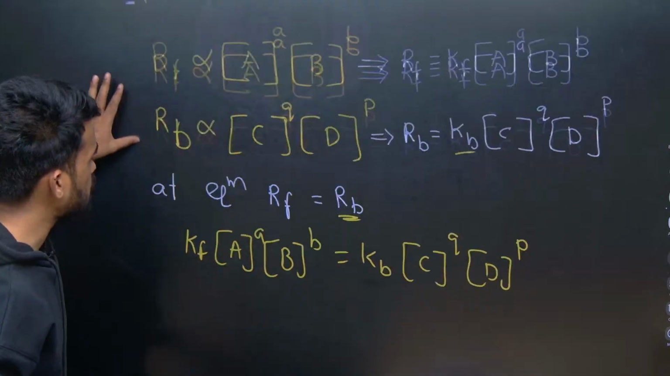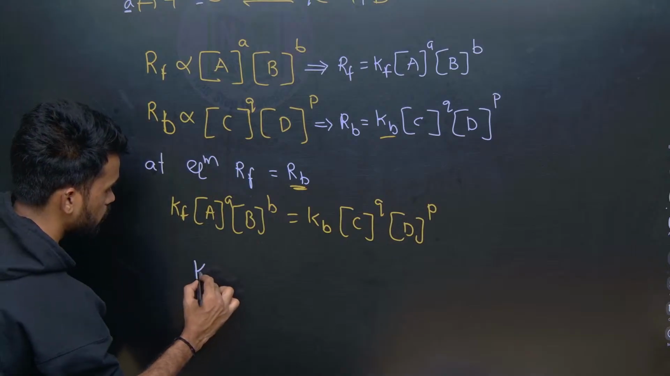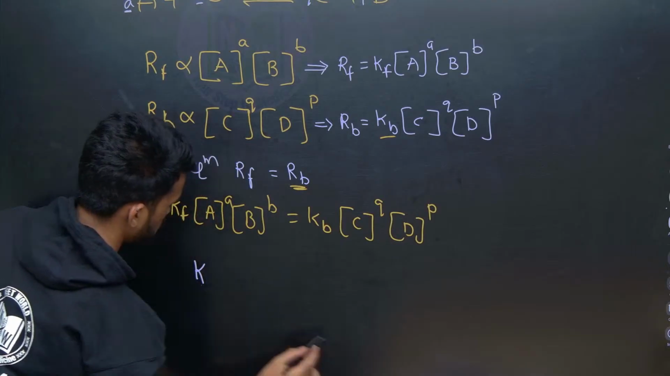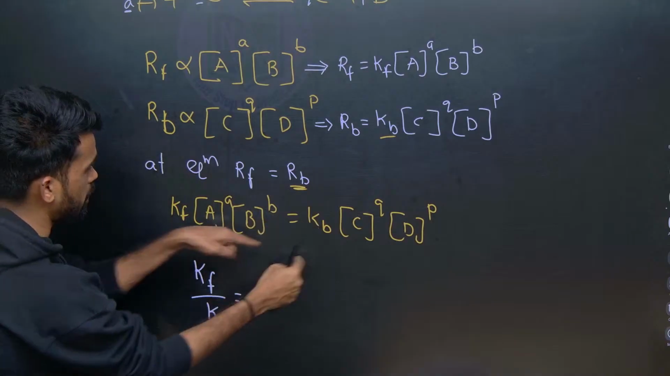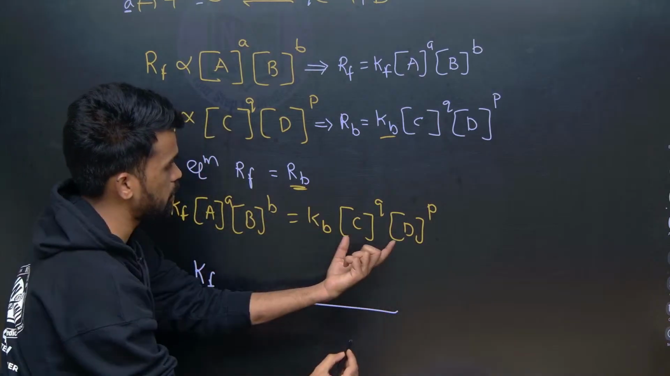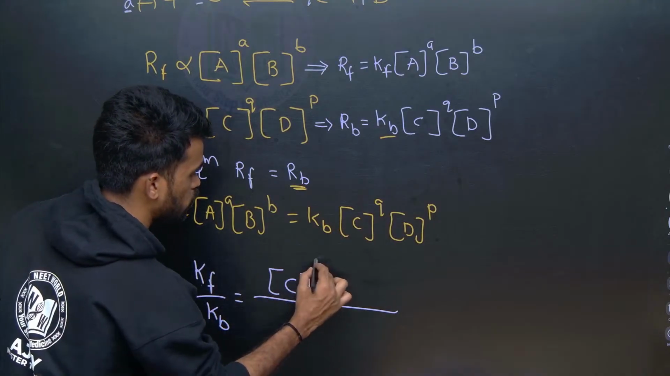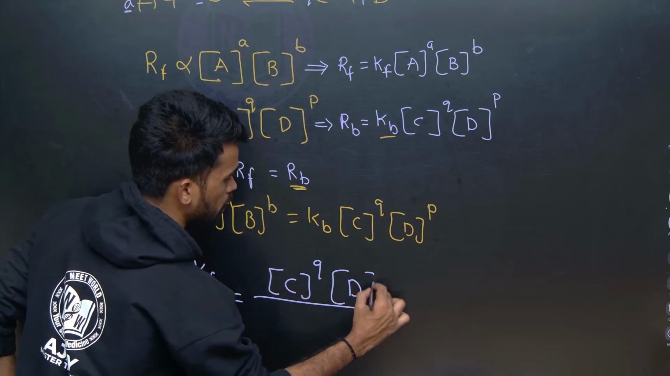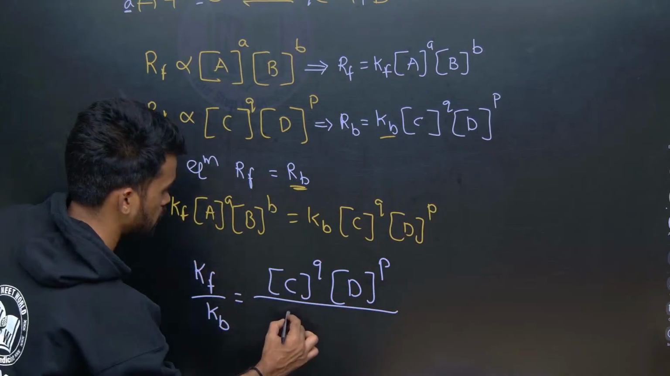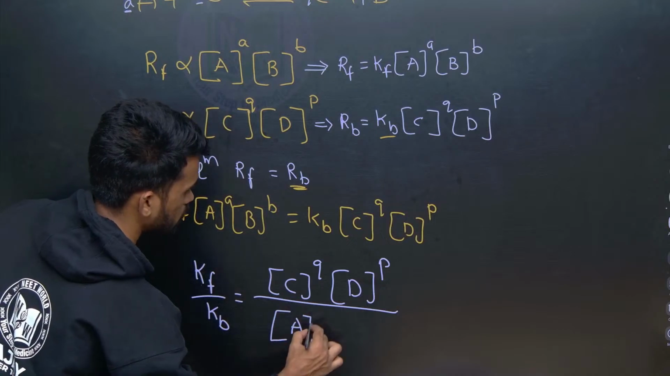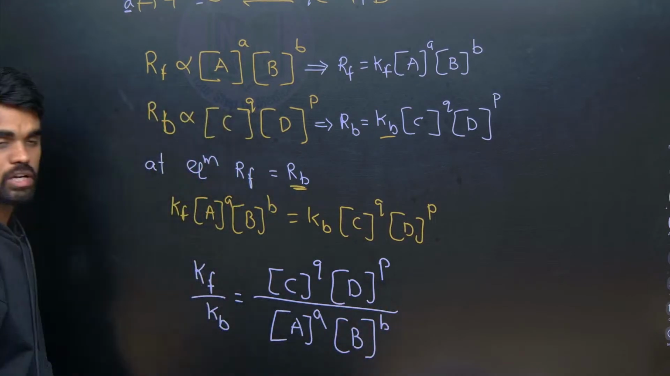Okay. Now take the relation like this. See, Kf by Kb. If I write Kf by Kb, what is the remaining term? If I send this Kb to this side, we will have C to the power q and D to the power p, right? And what is the denominator here? The denominator becomes A to the power a, B to the power b. So this is what we need to write.